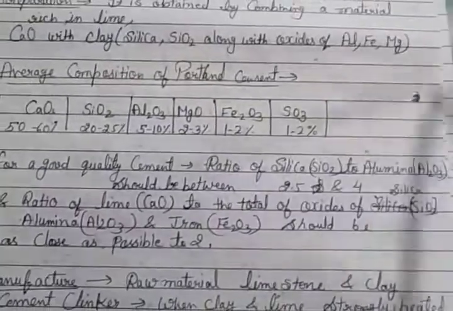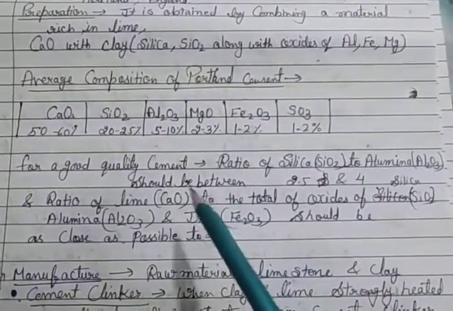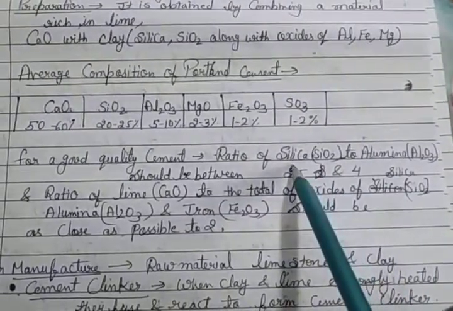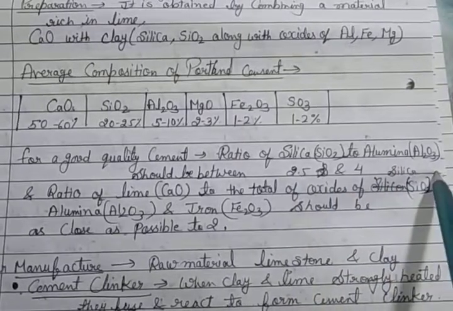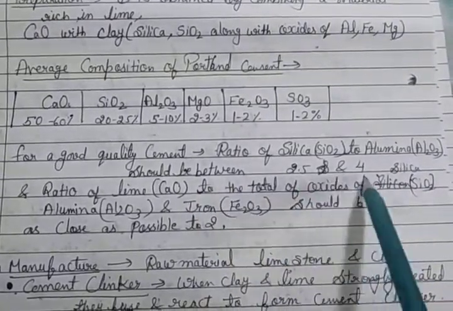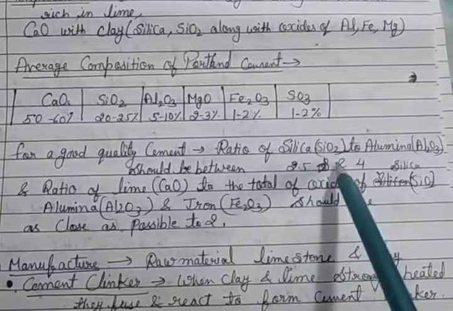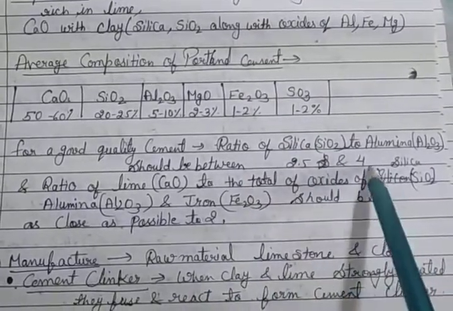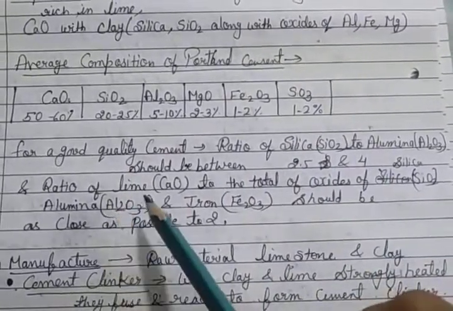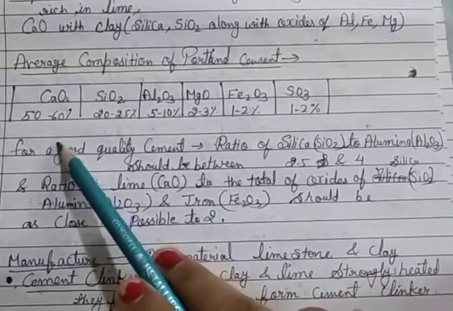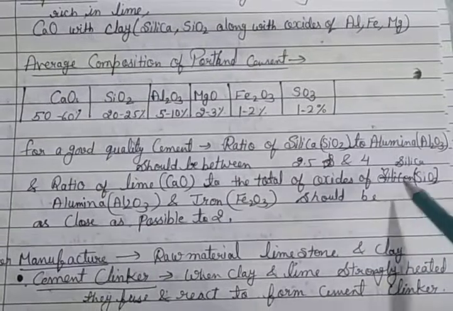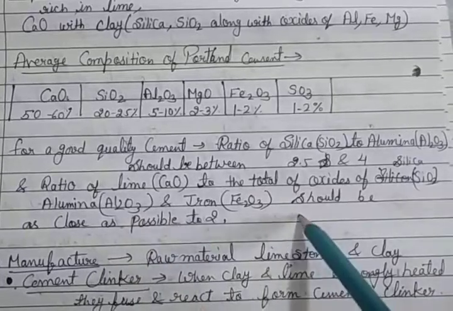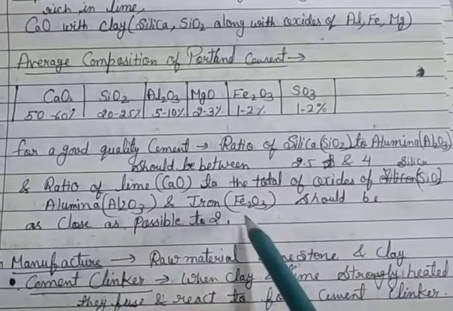Then for a good quality cement, the ratio of silica SiO2 to alumina Al2O3 should be between 2.5 and 4. And the ratio of lime, calcium oxide, to the total of the oxides of silica SiO2, alumina Al2O3 and iron Fe2O3 should be as close as possible to 2.